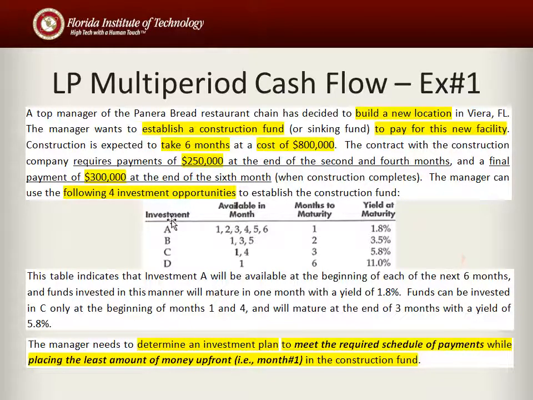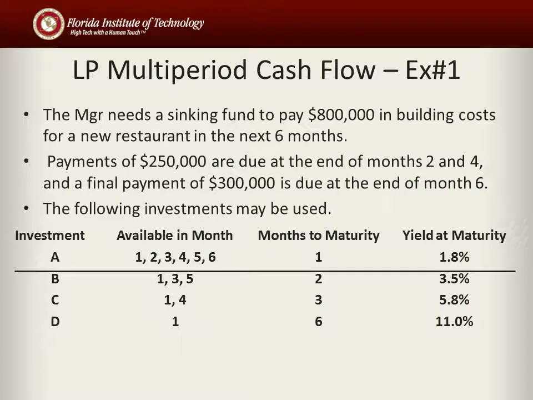So pretty much this is a summary of the problem statement. Again, this is describing the problem statement, and it tells you the different investment opportunities and when they are available, or what months they become available, the months of maturity, and their yield of return when they mature, towards the end of the maturity period.